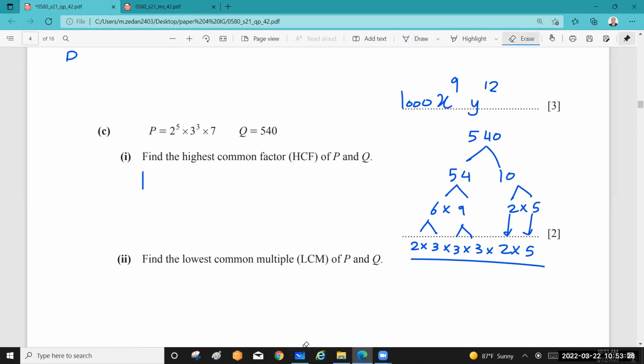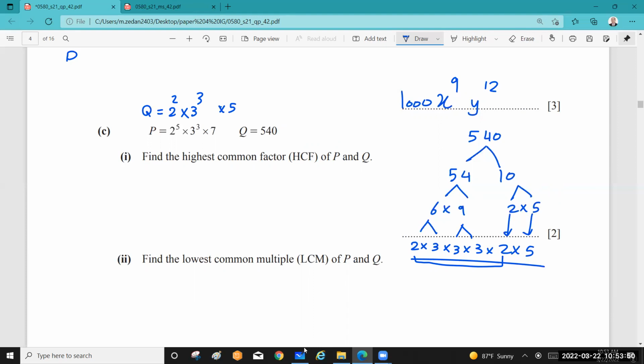Erase this one. Okay, I need to write Q. Q now, as you see, is two 2's here, which is 2 squared, times 3 threes, 3 power 3, and you have one 5. You just make 5 a little bit far away. Find the highest common factor of P and Q.